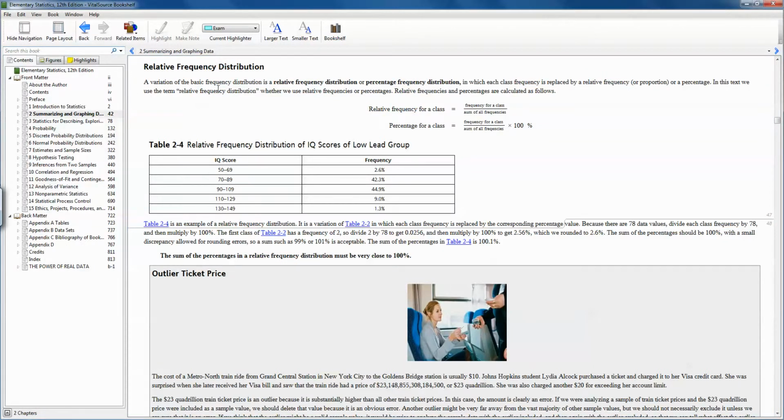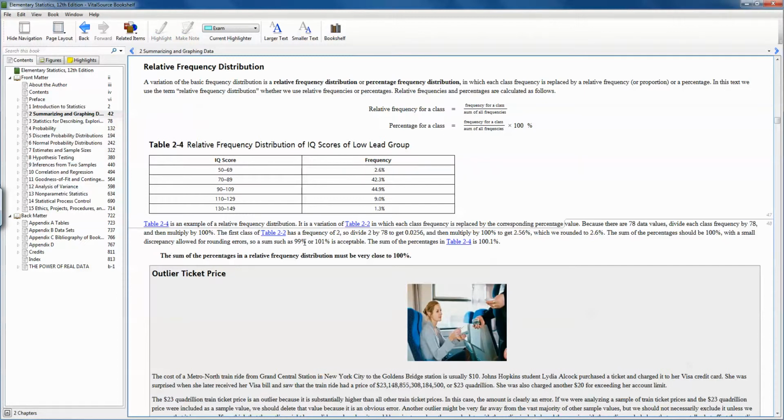Alright, a variation of a basic frequency distribution is a relative frequency distribution, or a percentage frequency distribution. So the way that this works, you have to see how many are in each class, and then instead of just writing down the number, you take the number in each class, divide by the total number of data items, and then multiply by 100. That'll give you a percentage.